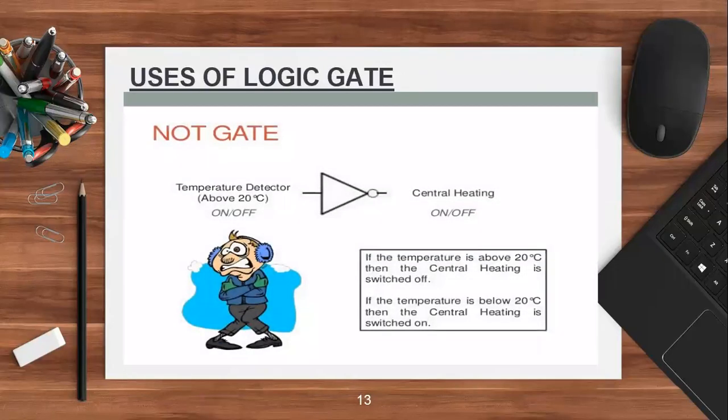Uses of logic gates. NOT gate: you see the example of the NOT gate. The NOT logic gate is used as a temperature detector, on or off. There is only one possibility. Central heating, on or off. If the temperature is above 20 degrees centigrade, then the central heating is switched off. If the temperature is below 20 degrees centigrade, the central heating is switched on. So the NOT gate is used as a temperature detector in this way.